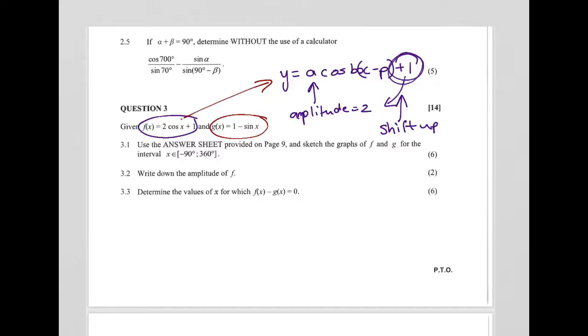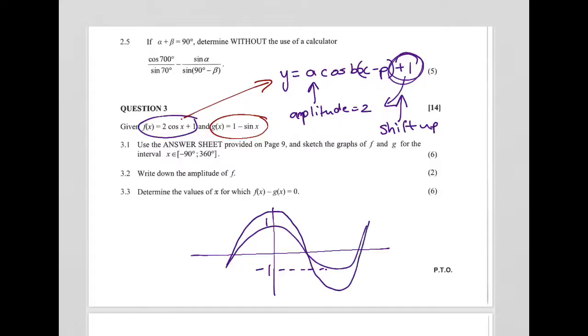So that amplitude, if our original graph is going to sit at 1 and negative 1, this amplitude is going to be stretched to 2 and negative 2, but also that is then going to be shifted up. So the 2 is going to become a 3 and the negative 2 is going to become a negative 1.